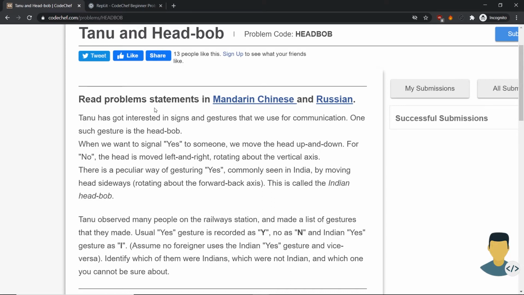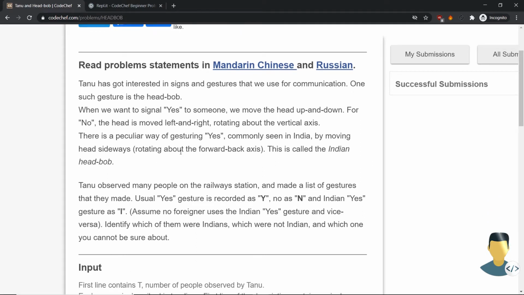Tanu has got interested in signs and gestures that we can use for communication. One such gesture is the head bob. When we want to signal yes to someone, we move the head up and down. For no, the head is moved left and right, rotating about the vertical axis. There is a particular way of saying yes, commonly seen in India, by moving the head sideways, rotating about the forward-back axis. This is called the Indian head bob.